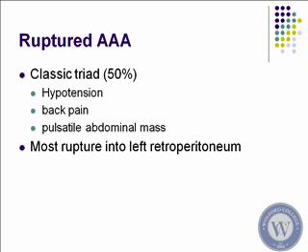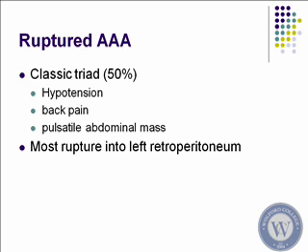The classic triad, which only occurs in 50% of people, is severe hypotension, back pain, and a pulsatile abdominal mass. Most of those who survive to get to the hospital are bleeding retroperitoneally to the left side. As a consequence, this will tamponade the aorta and stop the bleeding, or at least partially stop it, as long as you stay hypotensive. The downside is that if you start giving a lot of fluids to this person, guess what? Their bleeding resumes. So be careful. Don't start resuscitating these people until they get into the operating room.